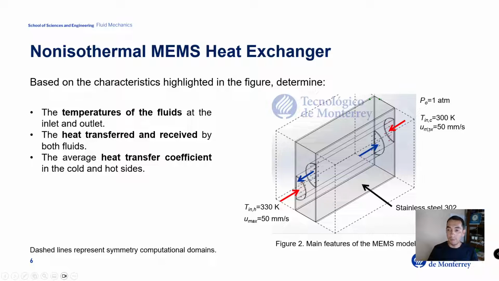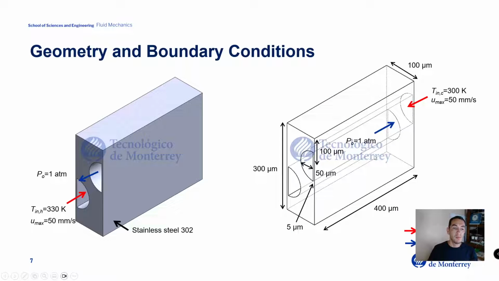For the other side, the cold side of this heat exchanger, we are given an inlet temperature of 300 Kelvin, and the maximum velocity is going to be 50 millimeters per second. Okay, the geometric characteristics are given in these sketches. The depth of this device is going to be 400 micrometers, and the height is going to be 300 micrometers. The width is going to be 100 micrometers in this case.